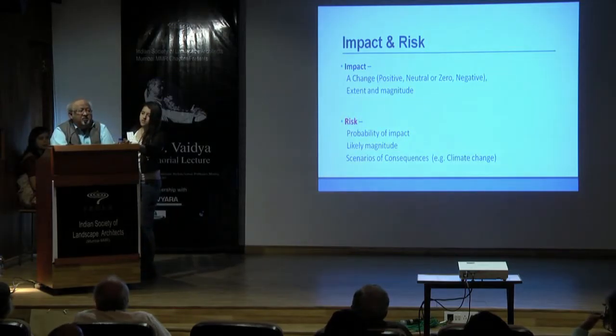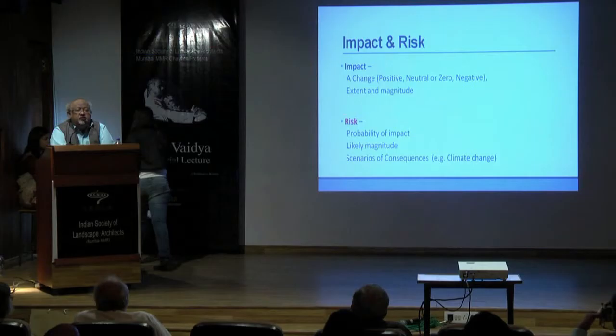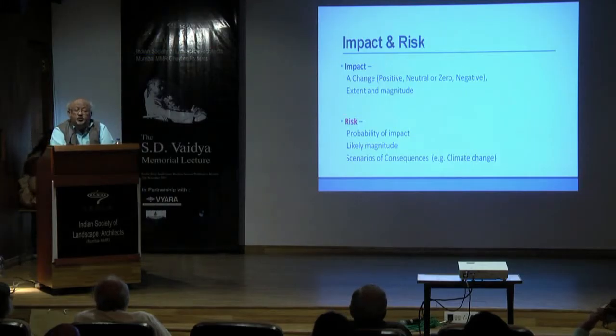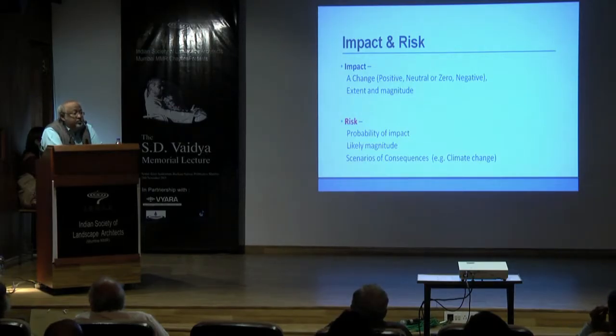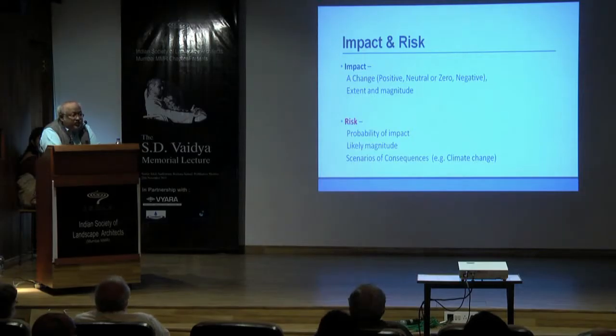Let's go back to the school. This slide is just for us to recapitulate what we mean by these two terms, impact and risk. We sometimes use them interchangeably. Obviously, they are different. When we say impact, it's a change. It could be positive, negative, or neutral. And we understand it in terms of its extent, that means area of influence, and the magnitude. When we say risk, it is a probability of that impact. And we will then use the word likely magnitude.